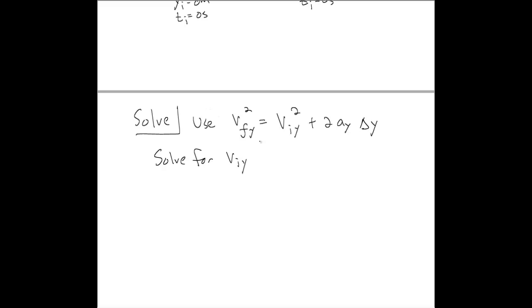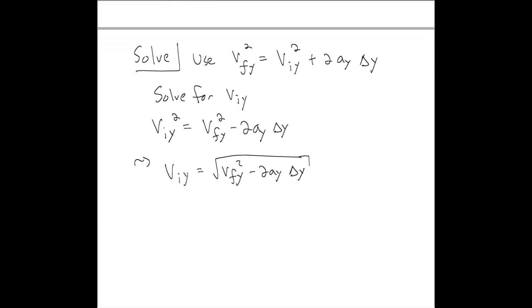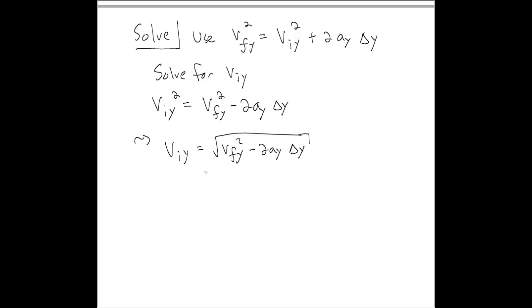So let's just take some steps on that. v_iy squared should be equal to v_fy squared minus 2 a_y delta y. And then we can take a square root. So v_iy is the square root of v_fy squared minus 2 a_y delta y. And now we're ready to plug in some numbers and see if we can get some kind of answer out at the end of the day before we evaluate whether it makes sense.